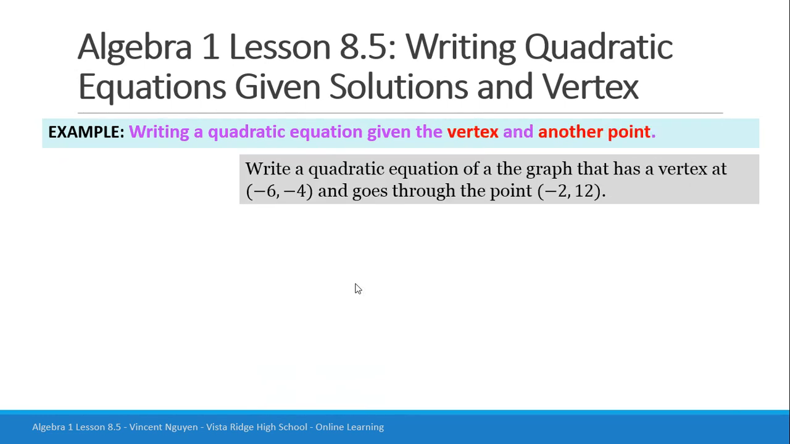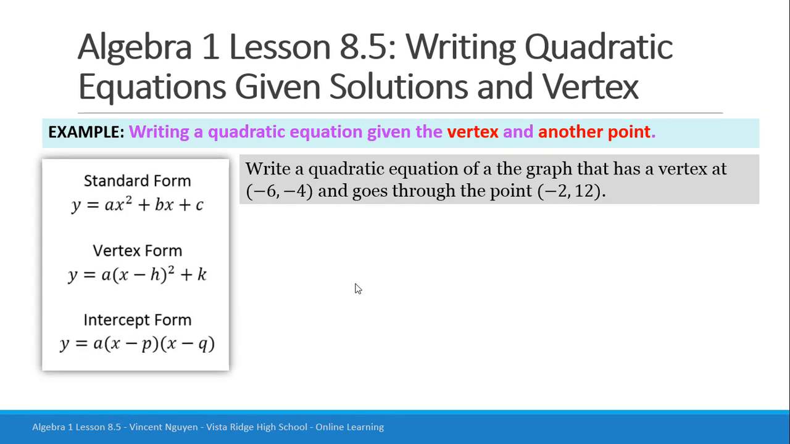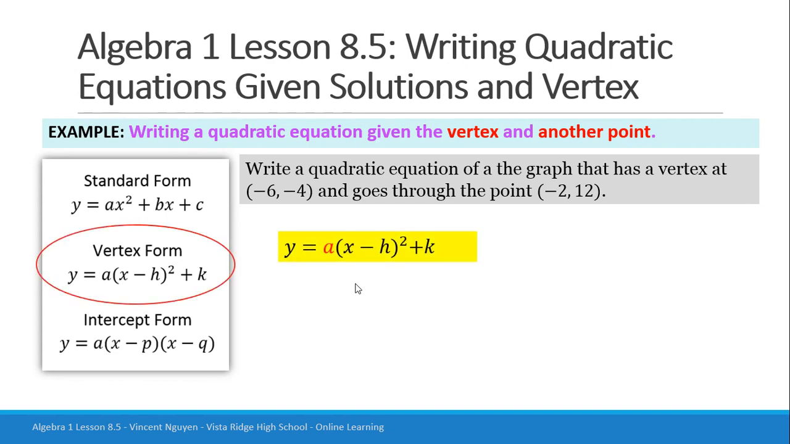All right, next example. This one gives us a vertex and a point, okay? So no roots, just vertex and a point. So what do we do? Well, because we have no roots, we shouldn't pick the intercept form, right? We need roots. So we have to pick the vertex form because they give us the vertex, okay? Obvious, right? So now you start with the vertex form, okay? Now remember, h and k is the vertex, right? So in this problem, h would be -6 and k would be -4.